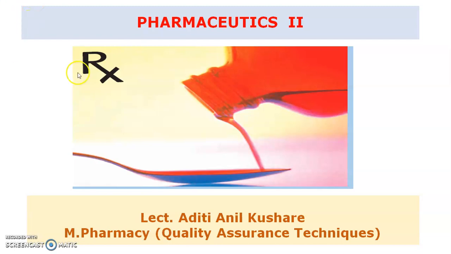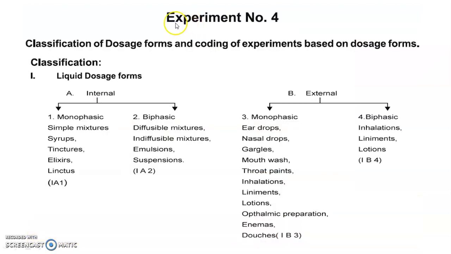Today we are going to discuss the experiments from Pharmaceutics 2. So let's discuss today experiment number 4 from Pharmaceutics 2, which is classification of dosage forms and coding of experiments based on dosage forms. First of all, let's discuss in detail the classification of dosage forms.